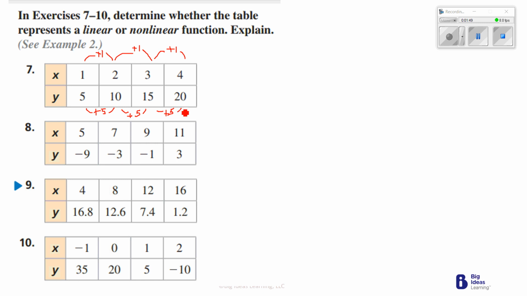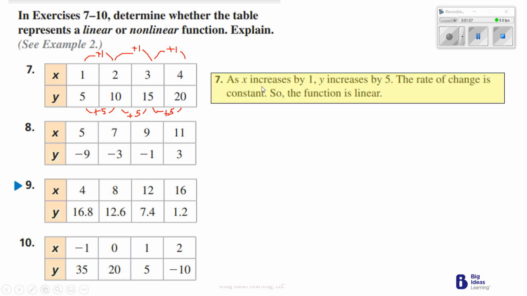Because of this, this function is linear. The x increases by 1, the y increases by 5. The rate of change is constant, so the function is linear. The other way to do this is to divide y by x and get the same answer. 5 divided by 1 is 5. 10 divided by 2 is 5. 15 divided by 3 is 5. 20 divided by 4 is 5.